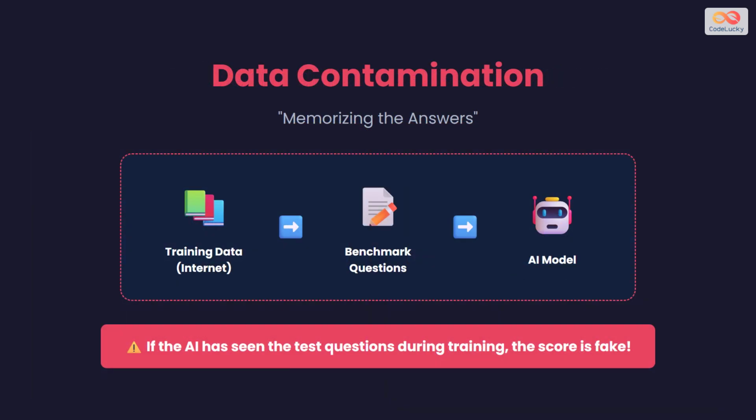Benchmarking is not perfect. A major issue today is data contamination. Since AI models are trained on the entire internet, they might have already seen the test questions and answers during their training. This is like a student memorizing the answer key before an exam. It leads to artificially high scores that don't reflect true intelligence.